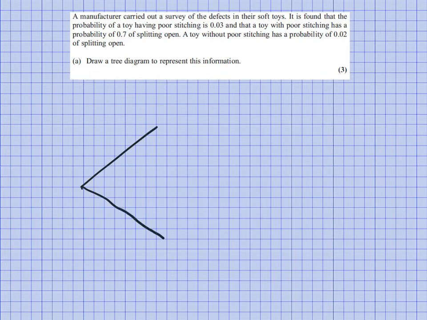So I'm going to put P for poor stitching and not P for not poor stitching. The probability that it has poor stitching is 0.03. And so obviously the not poor stitching is 0.97. The probabilities on each pair of branches need to add to 1. Next, we'll look at the second thing, which is whether it'll split open.